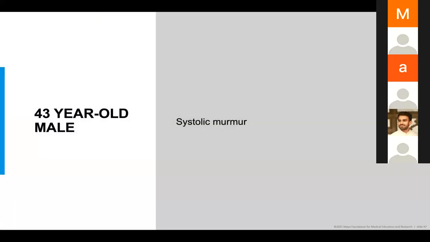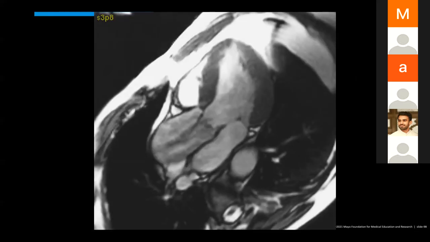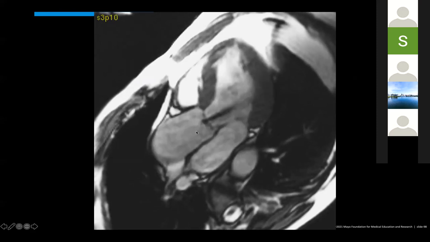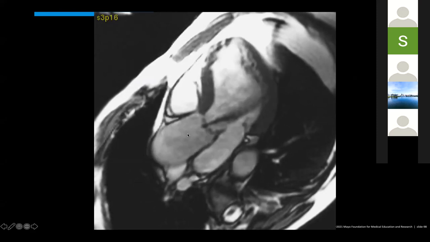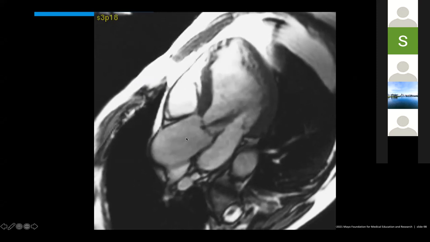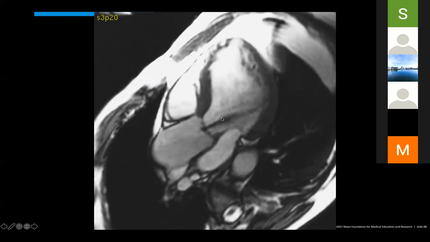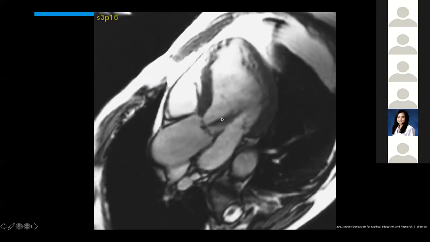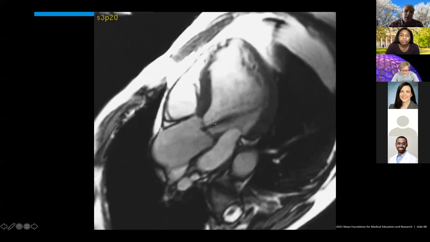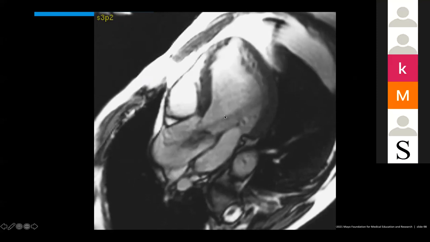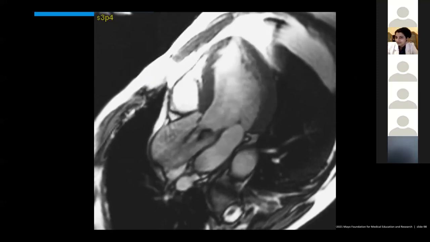Here's another patient with a murmur. And these are Cine bright blood images, 3-chamber view, showing the dephasing signal from the stenosis in the proximal ascending aorta. And then during diastole, we see this dark jet coming into the left ventricular outflow tract. That is the aortic regurgitation jet.